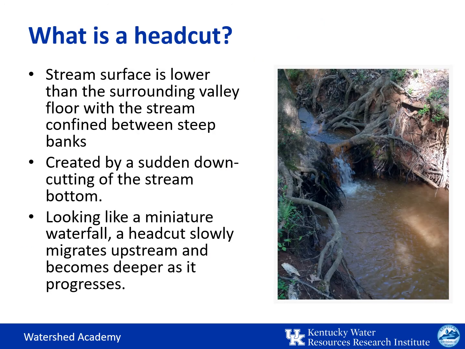A head cut can form with a sudden downcutting of the stream bottom to adjust the slope or the elevation. This is when the stream surface is lower than the surrounding valley floor, with the stream being confined between steep banks. So this kind of looks like a miniature waterfall, and a head cut will slowly migrate upstream as it becomes deeper as it progresses.